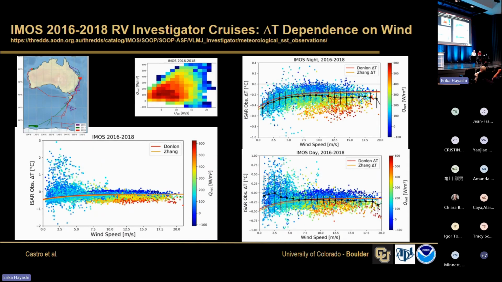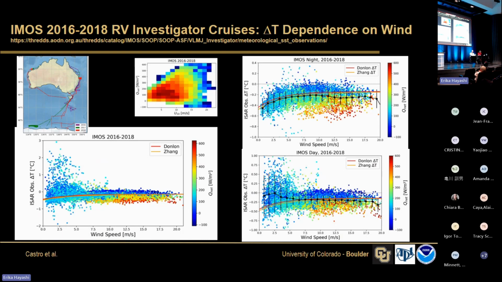The next example uses data from ISMAR from the 2016 to 2018 investigator cruises. These are around Australia in the Southern Ocean, and I extracted the data from the ISMAR thread catalog, but this data has been published and it has been shown before during GHRSST. Sang derived his own simplified parameterization in 2020.